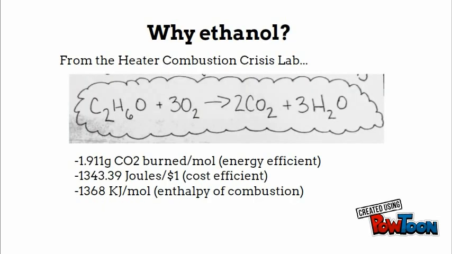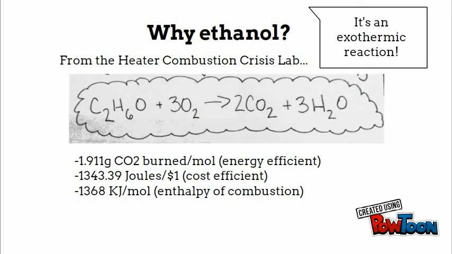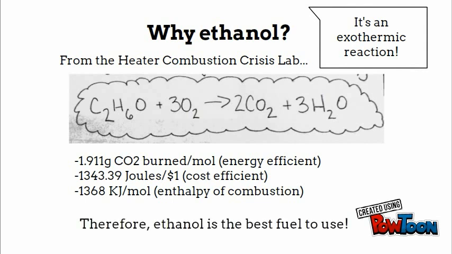Next experiment, the heater combustion lab, we tested different alcohols to see which produced the least CO2 per mole burned and which had the highest enthalpy of combustion. Since this was an exothermic reaction, we used the heat generated from the alcohol to heat the water to find Q in the equation Q equals MC delta T. Our results showed that ethanol was the most efficient fuel to use.